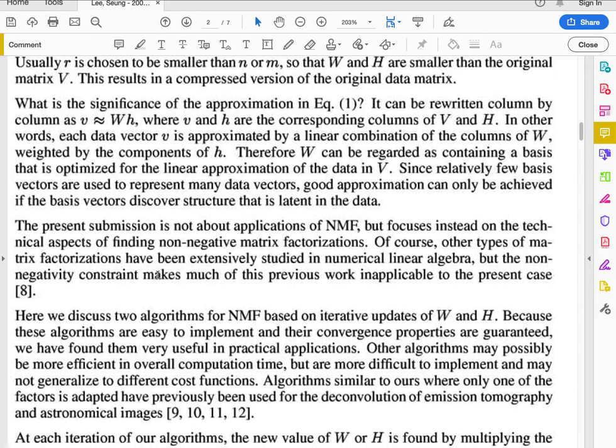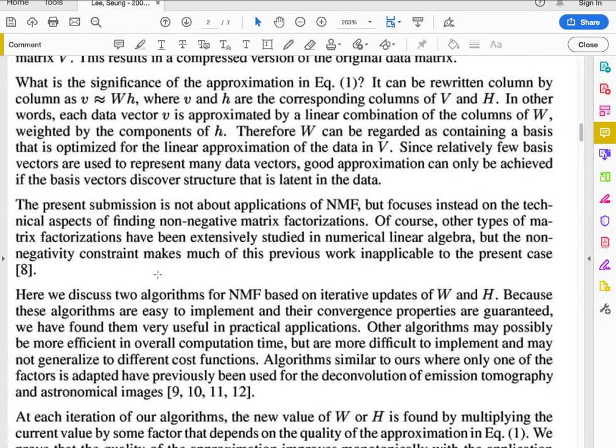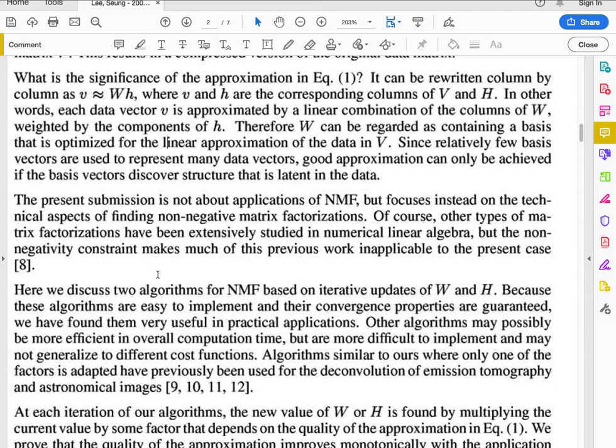So what is the significance of the approximation in equation 1? It can be rewritten column by column as v approximately equal to Wh, where v and h are corresponding columns of V and H. In other words, each data vector v is approximated by a linear combination of the columns of W weighted by the components of h. Therefore, W can be regarded as a basis that is optimized for linear approximation of the data in V.